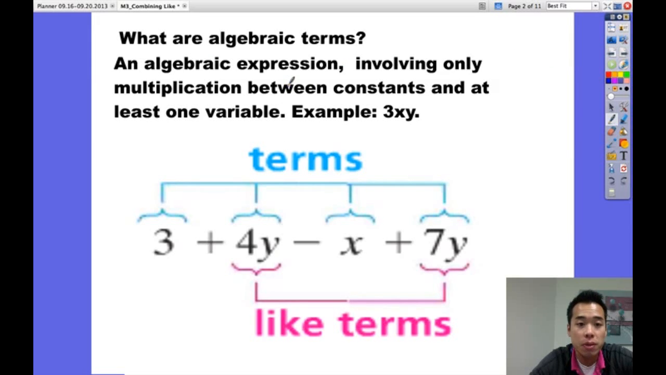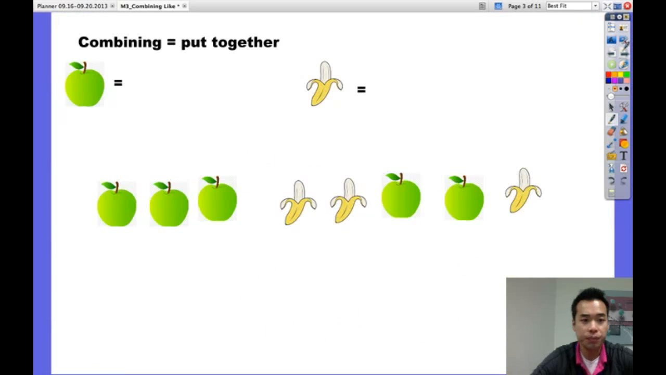An algebraic term is an algebraic expression involving only one multiplication between constants and at least one variable. An example would be 3xy. So to sum that up, a term is basically a variable and a number that indicates multiply. Sometimes there's no variable and it's just a number by itself. If you look here on the screen, 3 plus 4y minus x plus 7y, you should see four terms: 1, 2, 3, and 4. Those are four different terms.